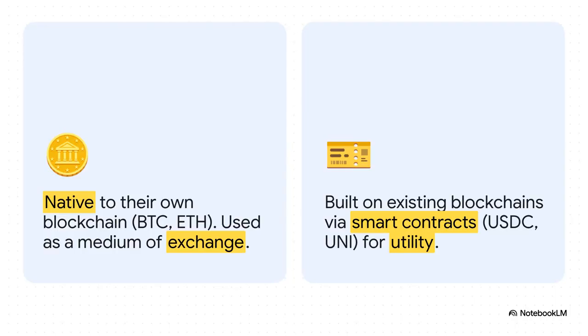Right, before we move on, let's clear up a massive point of confusion: the distinct difference between a native coin and a smart contract token. A coin, like Bitcoin, Ethereum, or Solana, is the native cryptocurrency of its very own blockchain. It's primarily used as a medium of exchange and to pay network gas fees. A token, on the other hand, is built on top of those existing blockchains using code. Tokens like USDC or Uniswap are used for specific utilities, governance, or representing ownership.